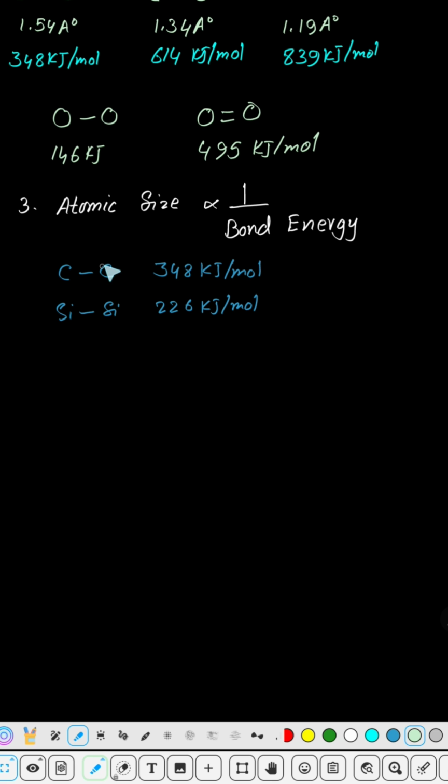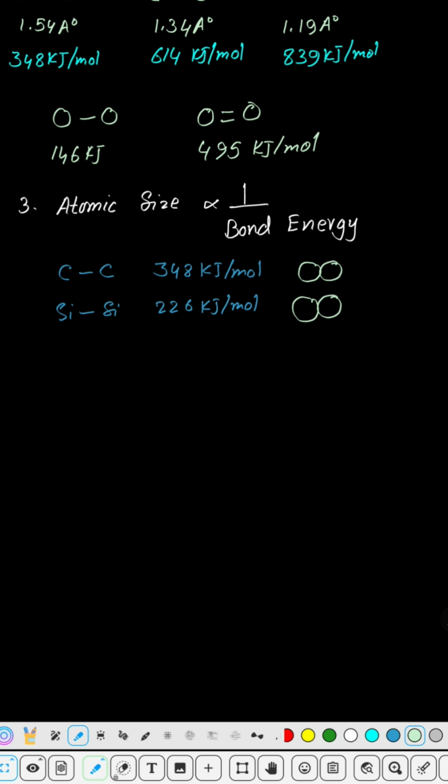The reason is that carbon is at the top of the group. These are of smaller size, and silicon are of larger size. This is why the bond energy of silicon single bond silicon is smaller compared to the bond energy of carbon-carbon single bond, because carbon has smaller size, higher bond energy, silicon has larger size and low bond energy.